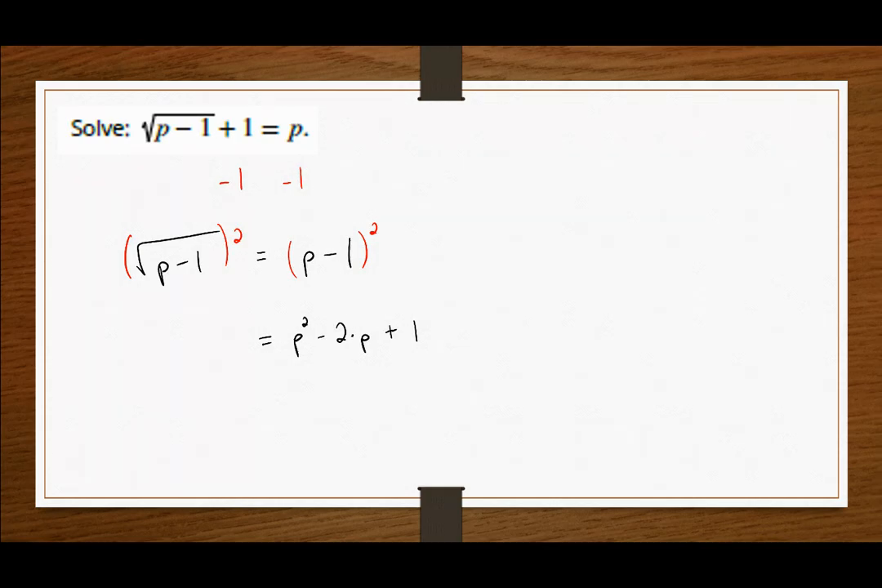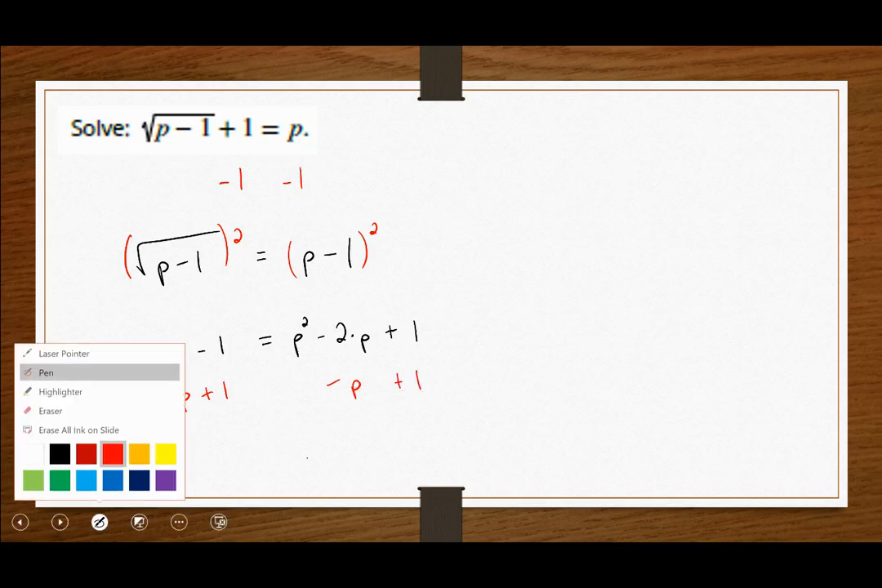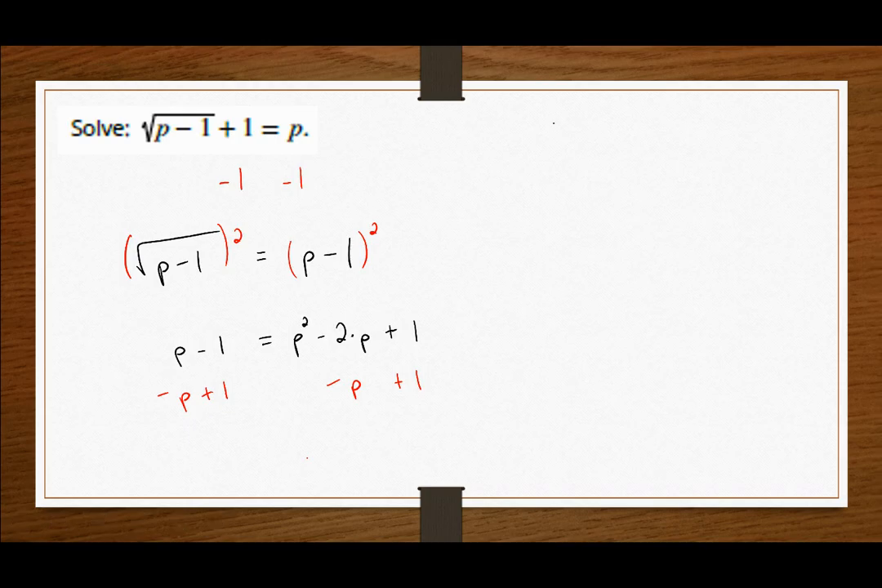My root and exponent cancel each other out on the other side, and I'm left with the following quadratic. How do we solve quadratics? We set them equal to 0, factor, and solve using the zero product property. In this case, to set the equation equal to 0 now, I need to move everything to one side of the equation. So let's subtract p and add 1 to each side. With this, we're now left with 0 on the left-hand side of the equation is equal to p squared minus 3p plus 2.